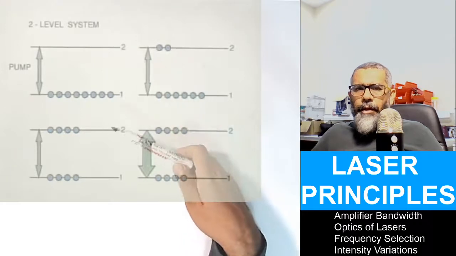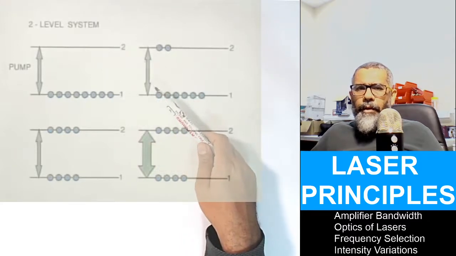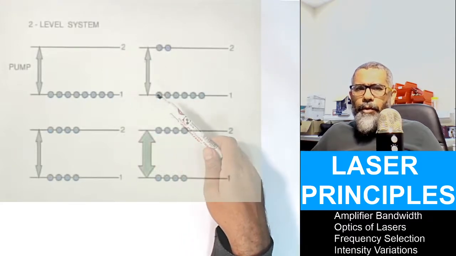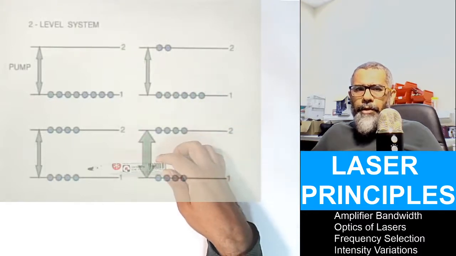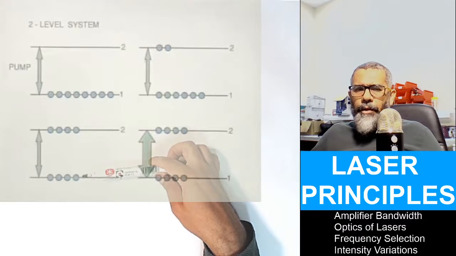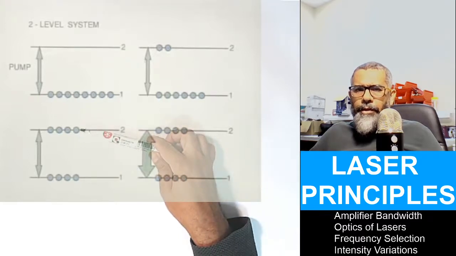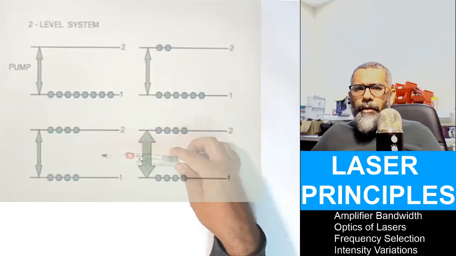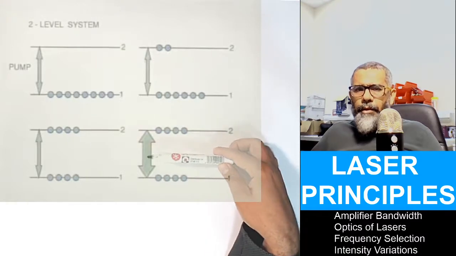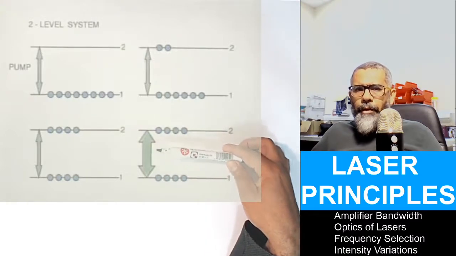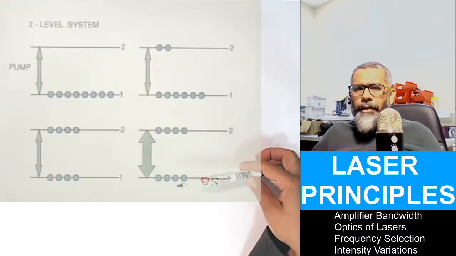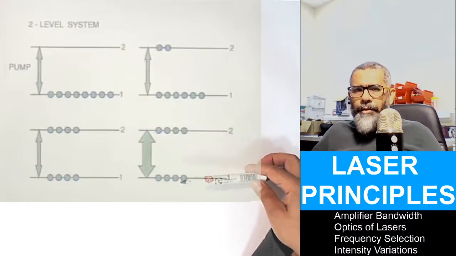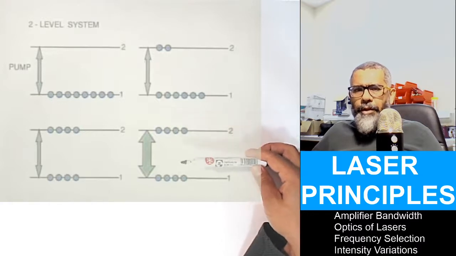But the thing is that if you start this, you bring up some of the atoms to the higher energy level, and at some stage the number of atoms in the ground state and the excited state will be just equal to each other. But if you continue pumping, you will see that this number, which are equal to each other, will not change at all.